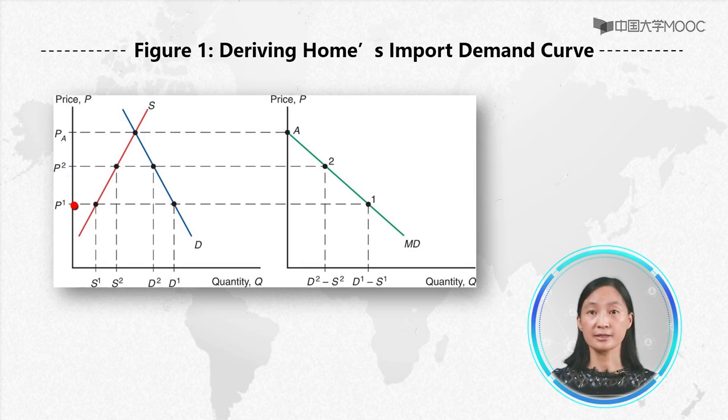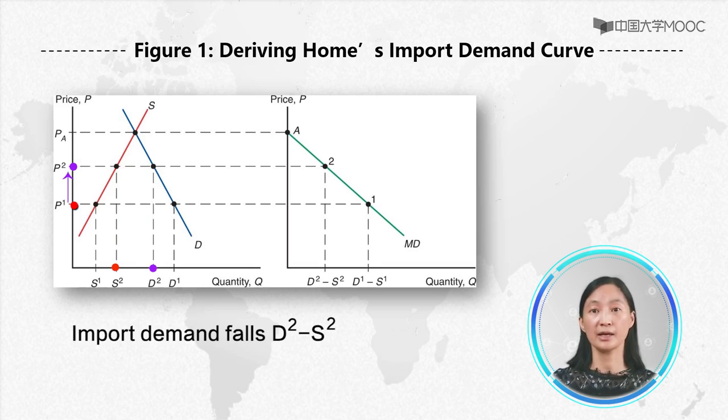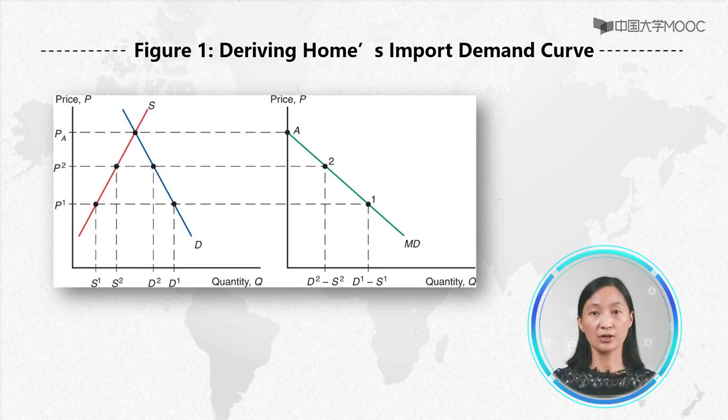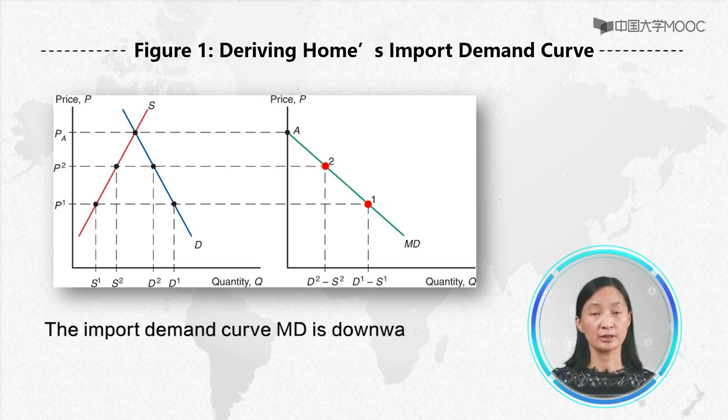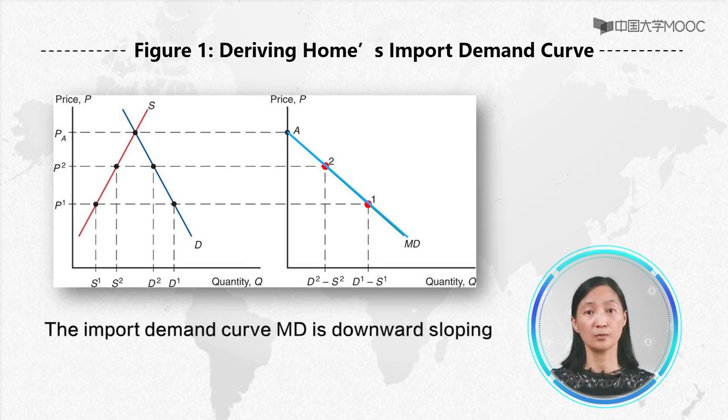If we raise the price to P2, home consumers demand only D2, while home producers' supply rises to S2. So import demand falls to D2 minus S2. These price-quantity combinations are plotted as points 1 and 2 in the right-hand panel of Figure 1. The import demand curve MD is downward sloping because as price increases, the quantity of imports demanded declines.